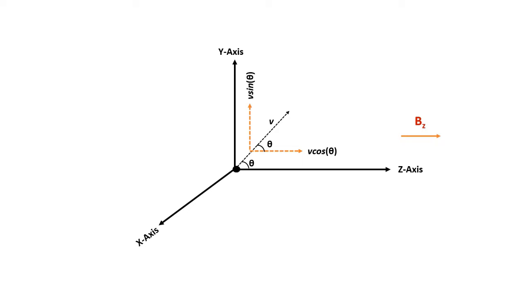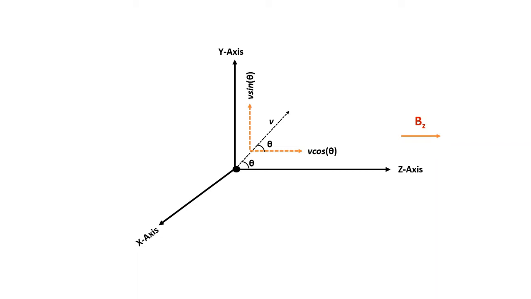The trajectory followed by this charged particle depends on these perpendicular velocity components. The velocity v cos theta is the parallel component of the velocity along the magnetic field direction, that is, v cos theta and B are in the parallel direction. So this parallel velocity component tries to move the charged particle in the direction of the magnetic field without any deflection.